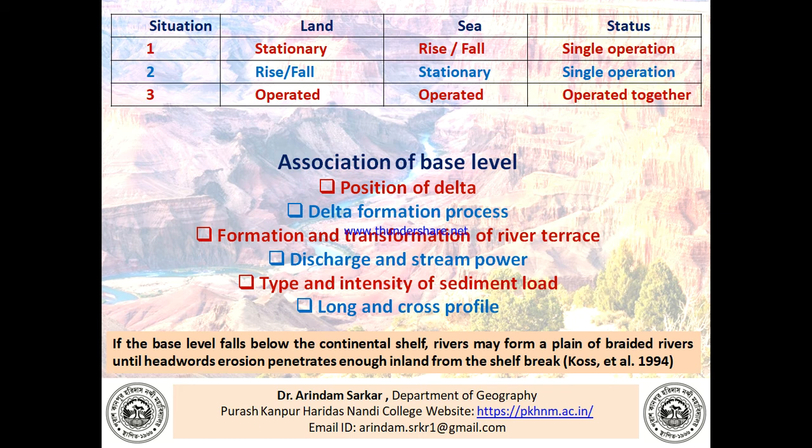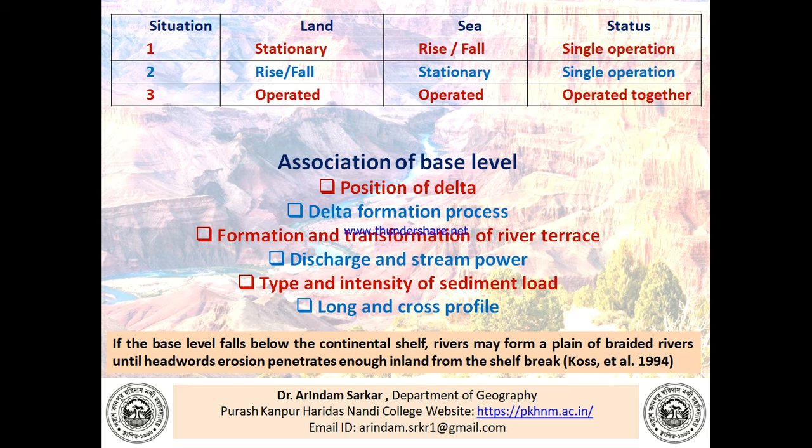Now, the association of base level and sea level change. What is the association? One is the position of the delta. Now the delta formation process. Now the formation and transformation of river trace. Now the discharge and stream power, then the time and intensity of sediment load. And lastly, the long and cross profile.